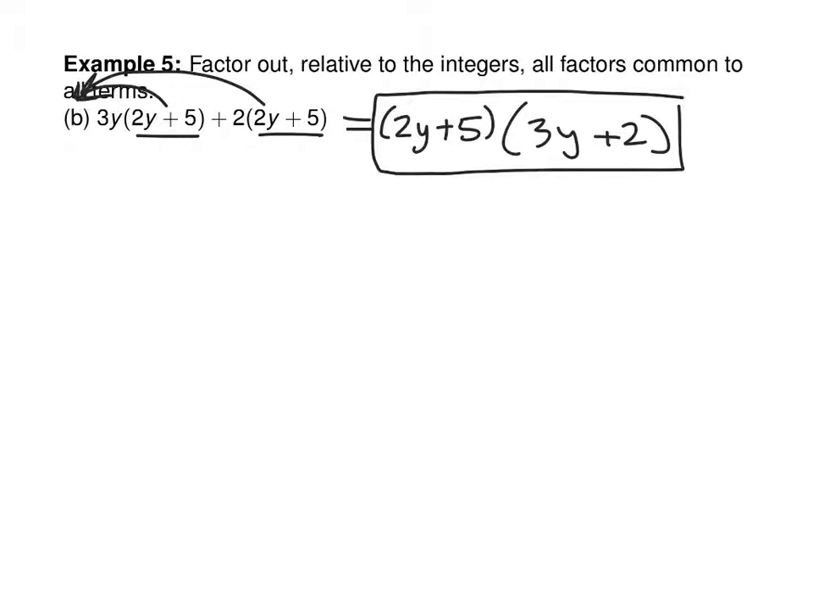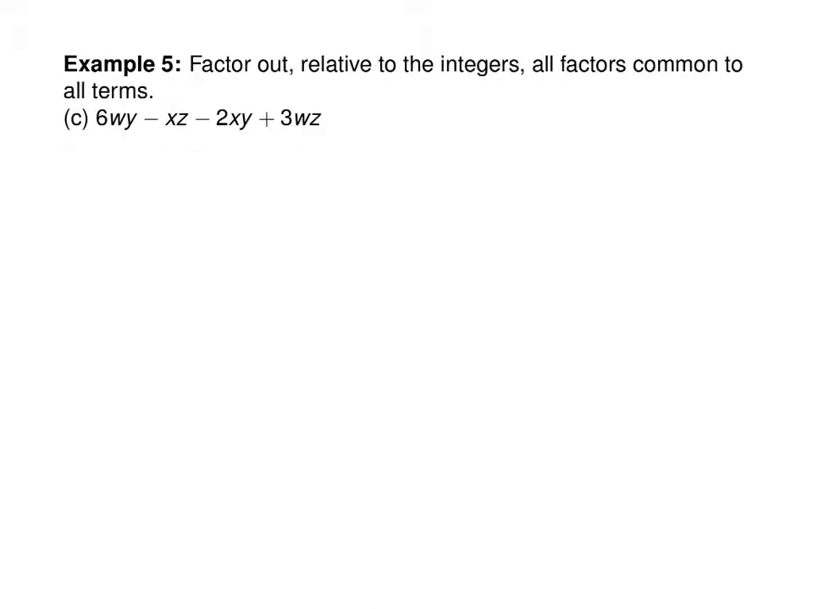Okay. The next one, we're going to make it look like the previous one. And this is something called grouping, and some people teach it, some people don't. You try to see, do the first two terms have something in common that you can factor out, and do the last two terms have something in common? And right now, as is, they don't. You see how there's no commonality between the wy and the xz, right? And there's no commonality here either, right?